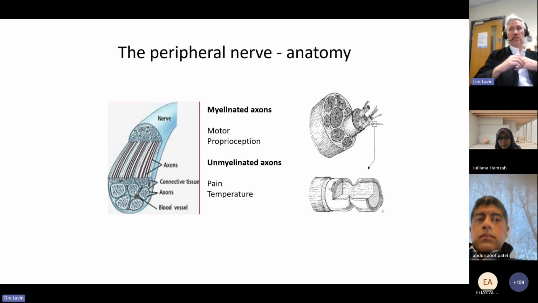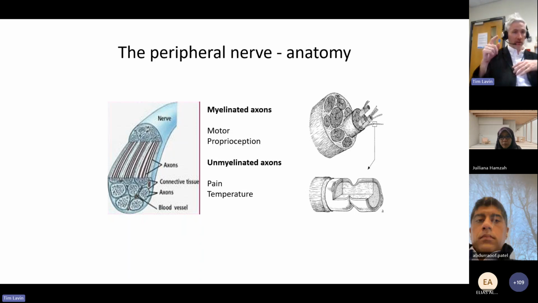So in a disease process which predominantly affects myelin, your predominant symptom burden will be motor, i.e. weakness, and will be proprioceptive, i.e. ataxia, clumsiness in coordination.